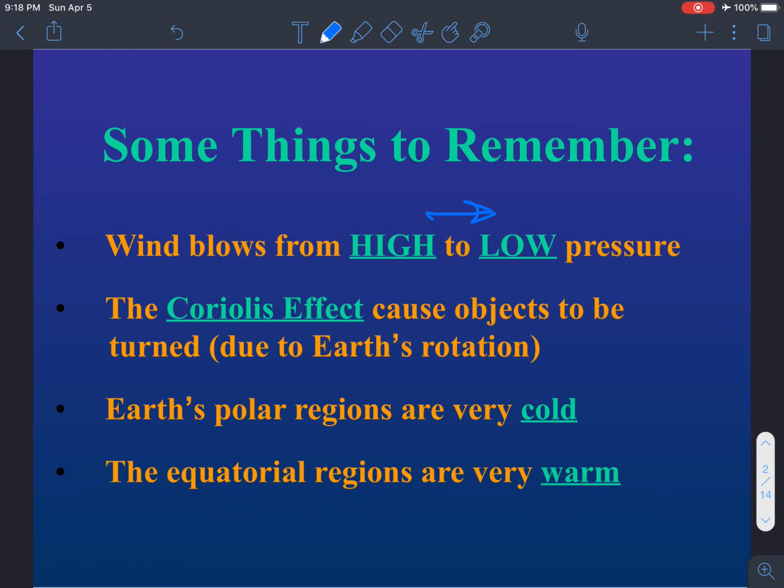Also, we discussed the Coriolis effect, and what happens here is objects, especially the wind, are not attached to Earth, so when wind is blowing across Earth's surface, the Earth is rotating below it, and it causes the winds to turn or to curve. We also know that Earth's polar regions, meaning the North Pole and South Pole, are very cold, and the equatorial region near the equator is an area that's very warm.